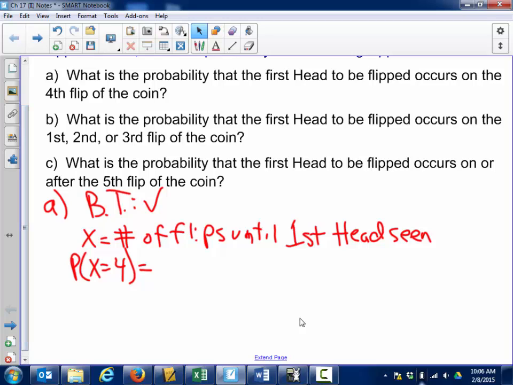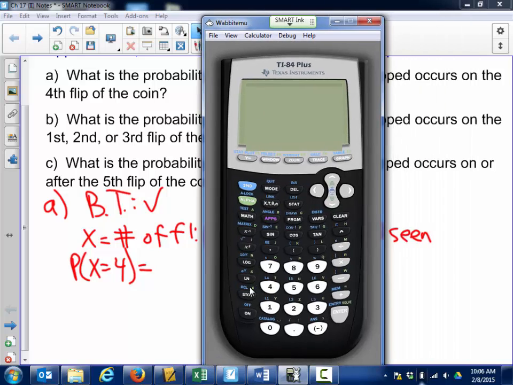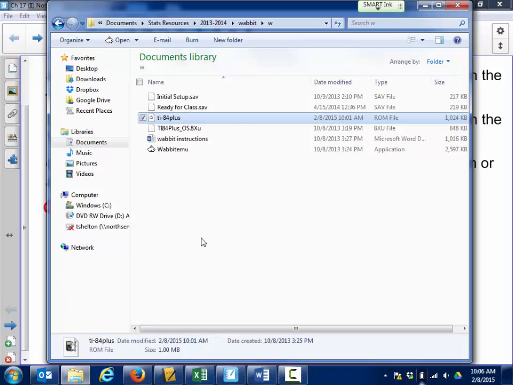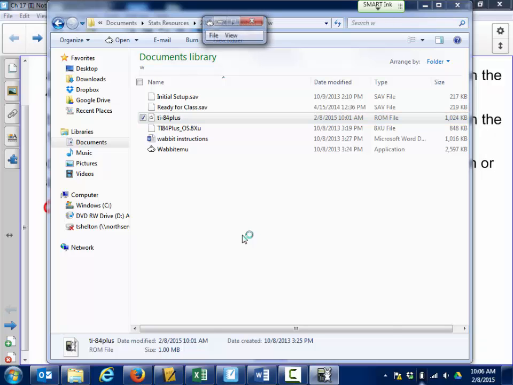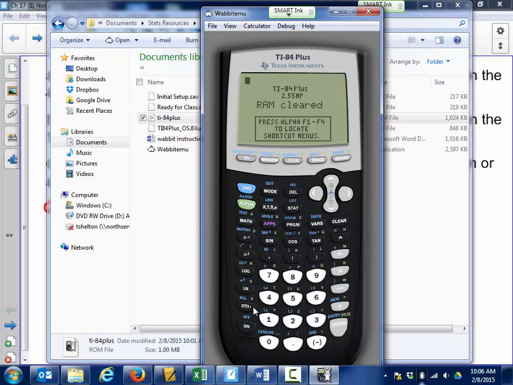But let's go to Wabbit, which we've not worked with in a little while. And let me make sure this guy's working okay. Let me reopen him. What's going on? Okay, there we go. Oh, RAM cleared. Let me think if that's going to affect what we're doing at all. I don't think it should.